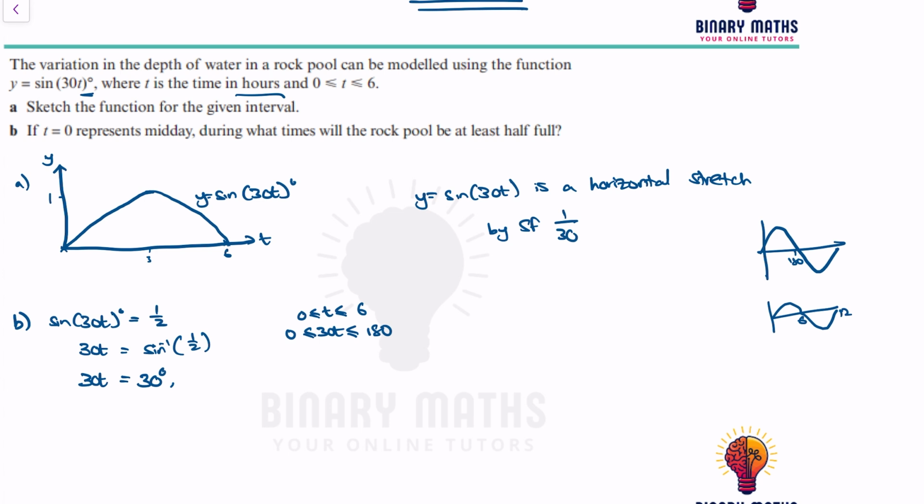And if you think about the sine graph, then if this is 30, then that part would be 150, 180 minus 30, which is 150 degrees. So if I want to find t, it is 30 divided by 30, and 150 divided by 30, which means t is equal to 1 hour, and 5 hours.